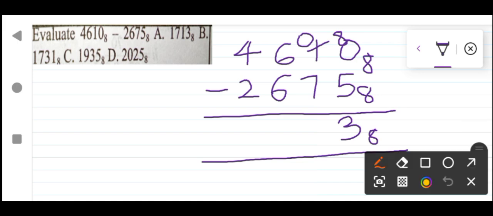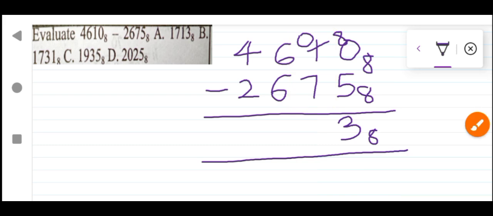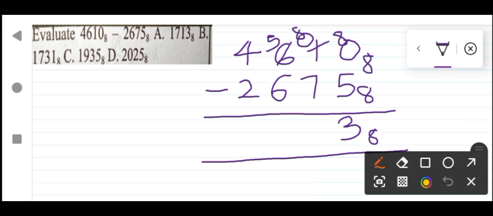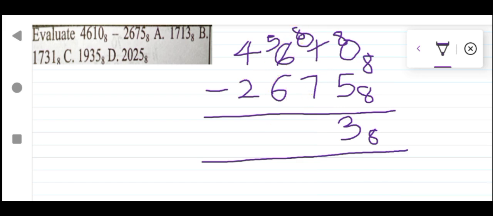Now we see the next part right here. 0 minus 7. That's impossible. So we need to borrow, right? So let's go. We borrow from this other value. 6 becomes 5. And this borrowing is 8. What we borrow is 8, right? So now we have 8 plus 0, which is still 8, then minus 7, that's 1. So we have our 1 right here.